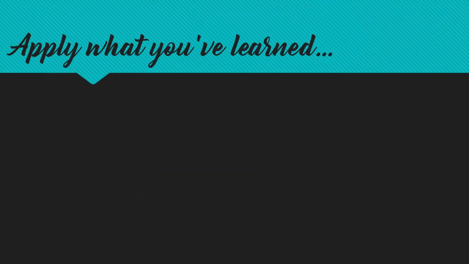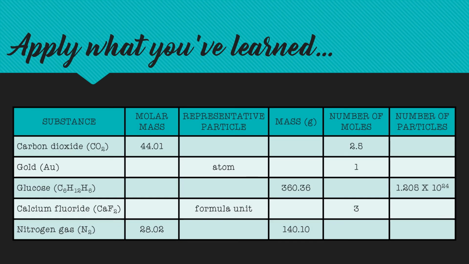Now, let us apply what you've learned. Copy this table in your activity notebooks. Fill in the table with the needed information. Use the periodic table of elements in completing this table. You may pause the video if you need more time.